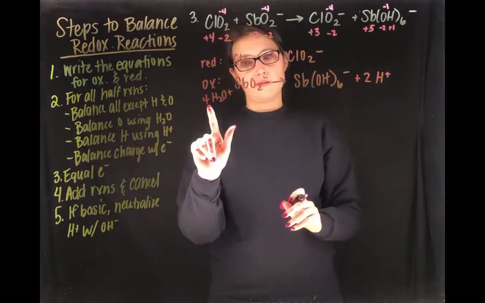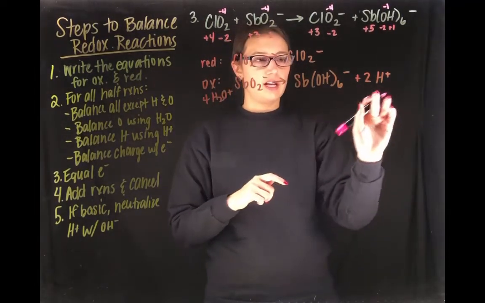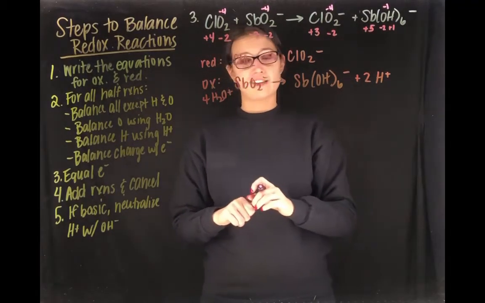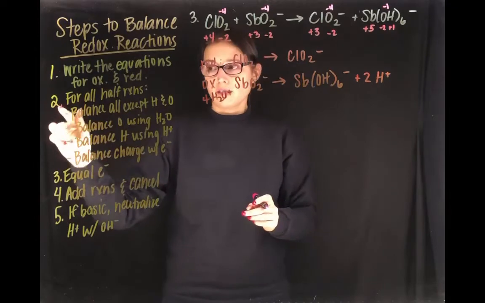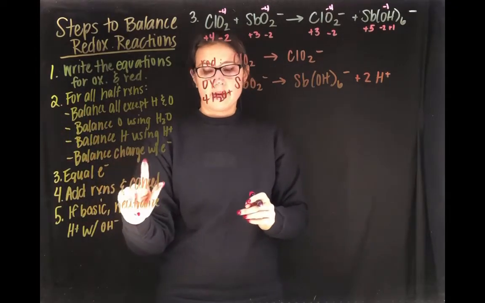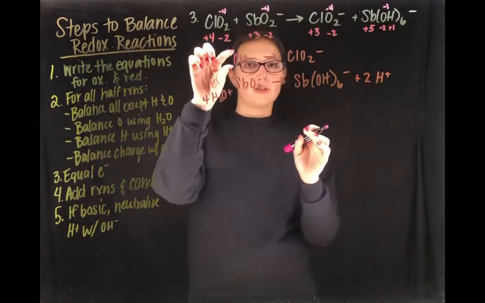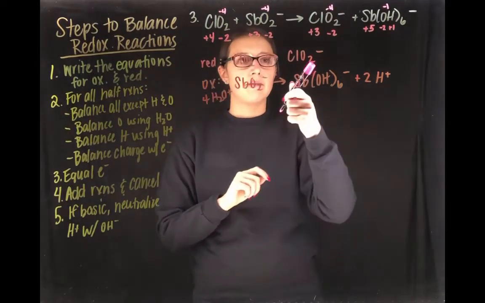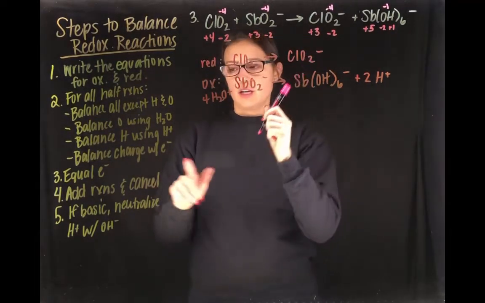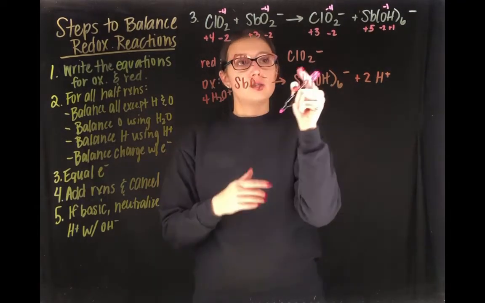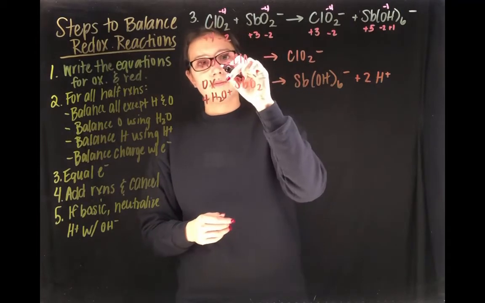So now I have 8 hydrogens, 6 oxygens. Once all of your atoms are balanced, then we balance the charge using electrons. So for the reduction half reaction, I have a charge of 0 on the reactant side and -1 on the product side. Since you're balancing using electrons, remember electrons are negative. So this is -1, this is 0.